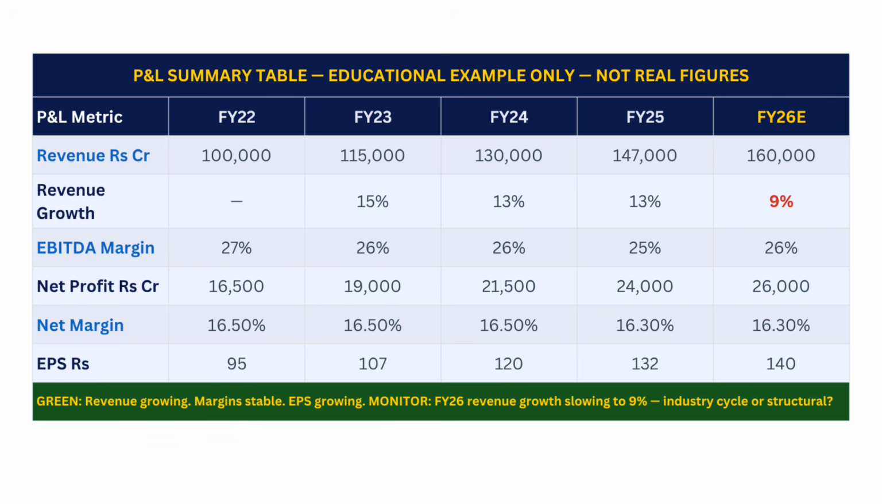Then the next P&L metric, EPS, in rupees. For financial year 22 it is 95 rupees. For financial year 23 it is 107 rupees. Financial year 24 it is 120 rupees. Financial year 25 it is 132, and financial year 26 it is estimated to be 140 rupees.